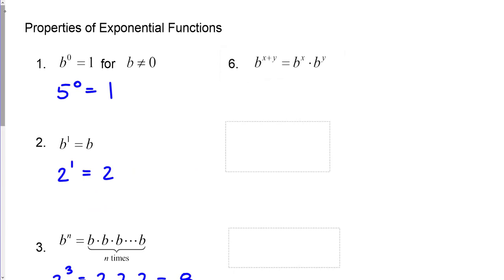Next, we have b to the x plus y is equal to b to the x times b to the y. So this would mean, for instance, 2 to the 3 plus 2 is the same as 2 to the third times 2 squared. The reason that this works, let me erase this and show you how it works.